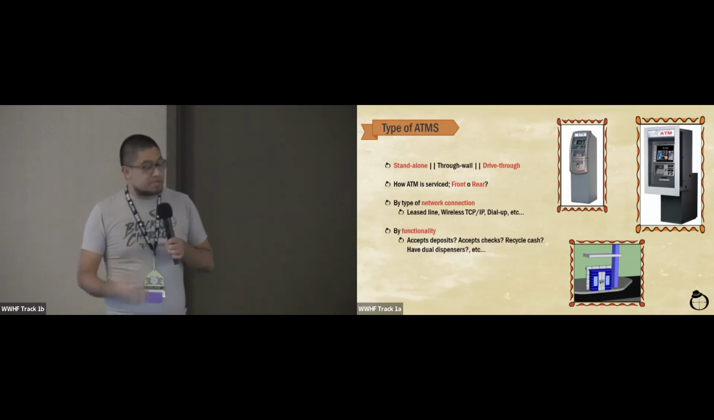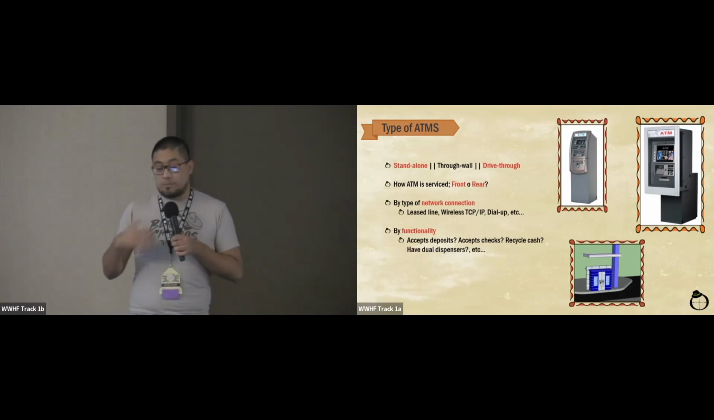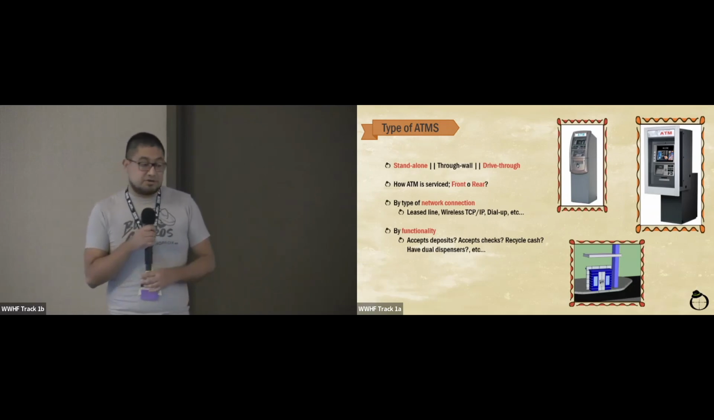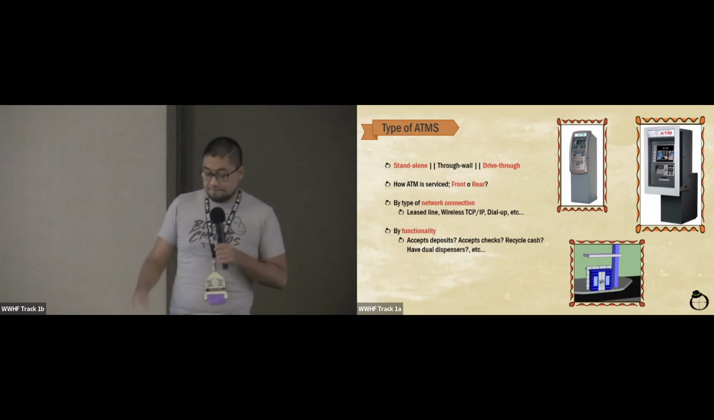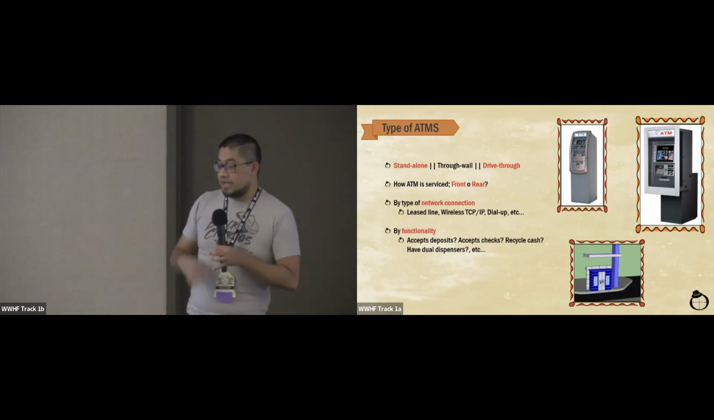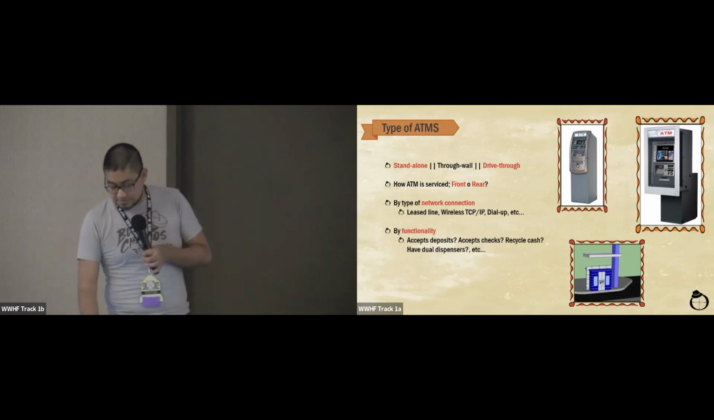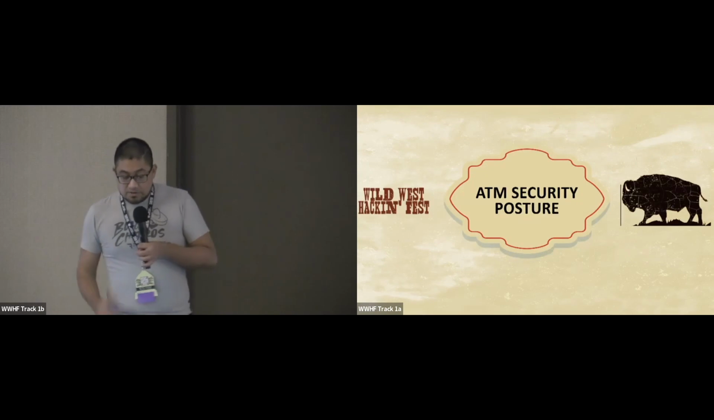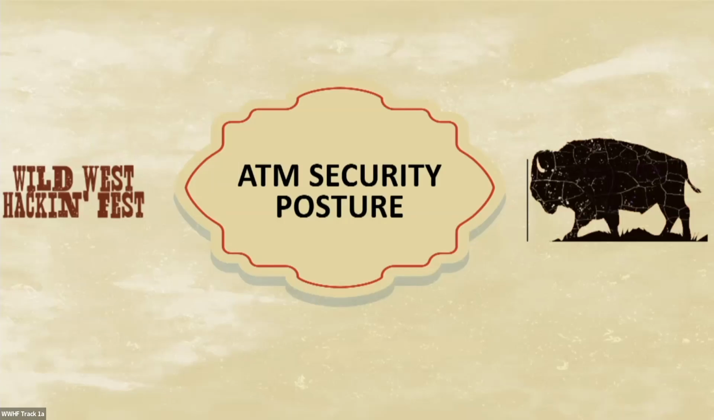And also we have ATMs by functionality. As I told you, it depends on the components, but they can accept deposits, they can accept checks, they can recycle cash, have dual dispensers, etc. So this is just a brief introduction to ATMs, the components, how they are, the types of ATMs. But now let's talk about the ATM security posture that we found.